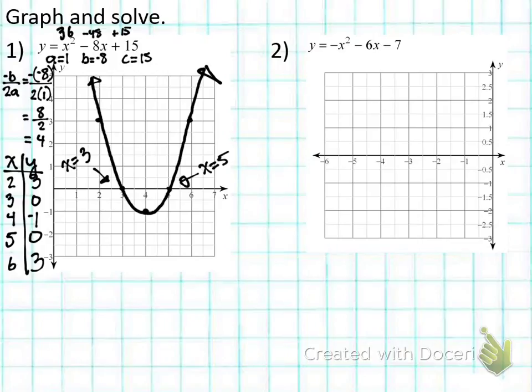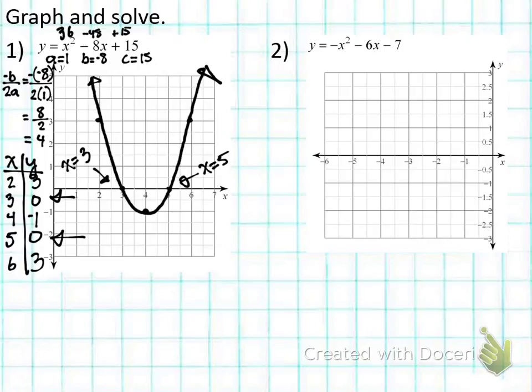Okay? Another place to look at it is the table. Where is y equal to 0 in the table? Looking at the y values, where is y equal to 0? It's equal to 0 here and here. So what's the x value? 3 and 5, the same.